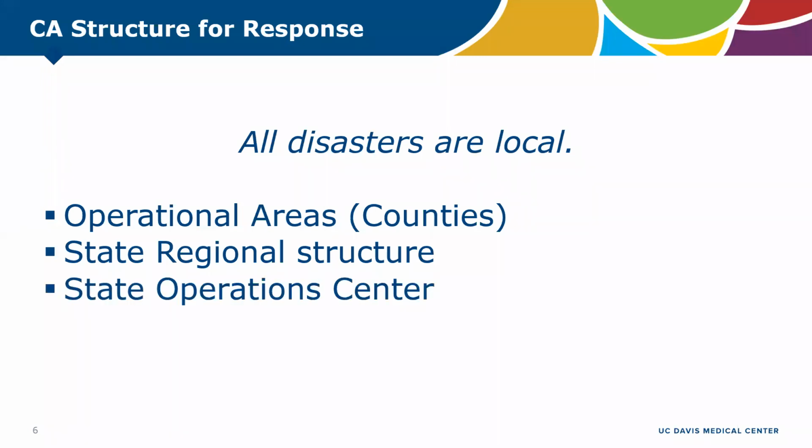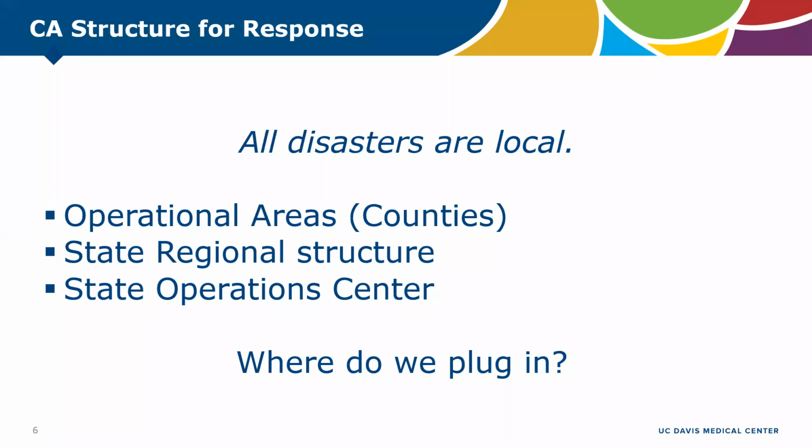And then if they have to, they will go all the way to the state operations center. So that's kind of how the basics work. But when you're communicating generally during an incident, if you have your command center stood up, you're going to be talking to your operational area, which will be your county or your city. And the regional structure or the operational area will communicate on your behalf up to the state operations center.